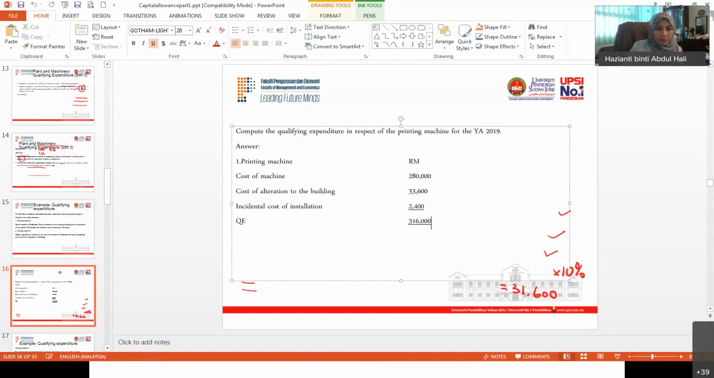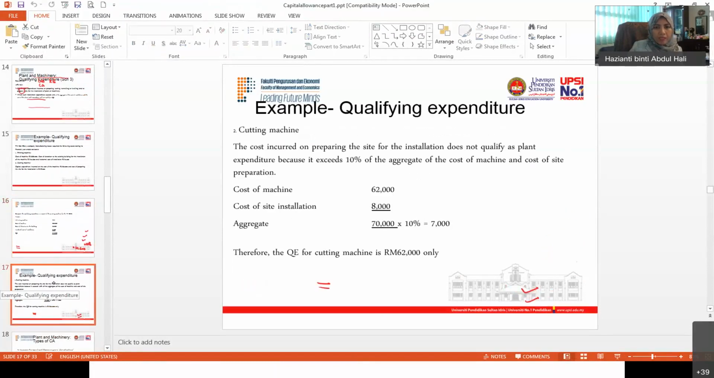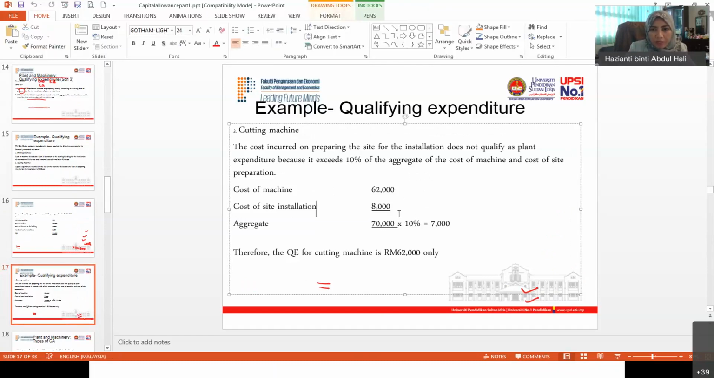The next one, cutting machine. Okay. So untuk cutting machine ni, cost of machine 62,000, cost of installation 8,000. So aggregate cost dia 70,000. So remember the 10% rule, kita kena kira dulu. 10% from 70,000 is 7,000, which means installation ni cannot be more than 7,000.